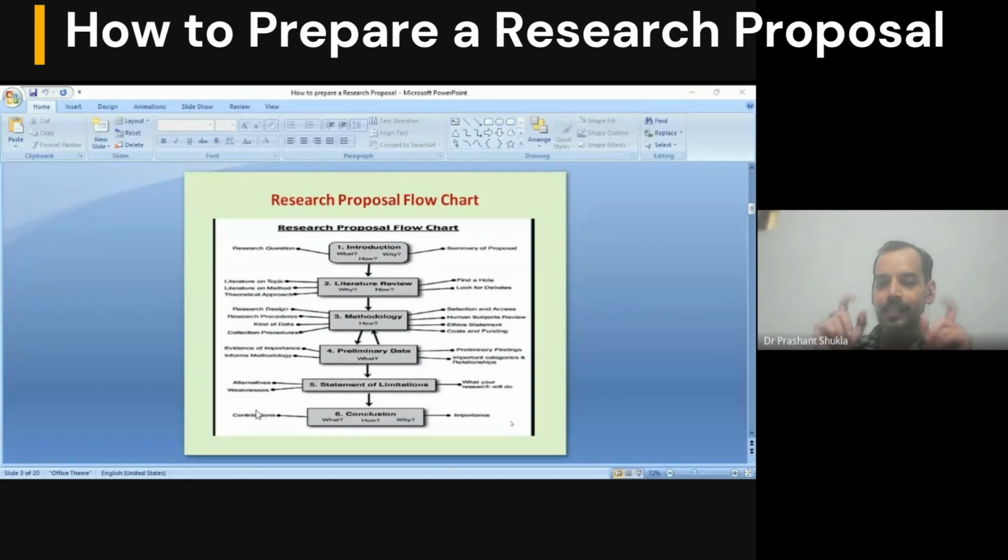Remember, we call it a research proposal. Forget about the term research. Let's focus on the term proposal. You are proposing to someone. And if you are proposing, maybe like in the case of a job proposal or a marriage proposal, how do you do that? You try to put your best foot forward, right?